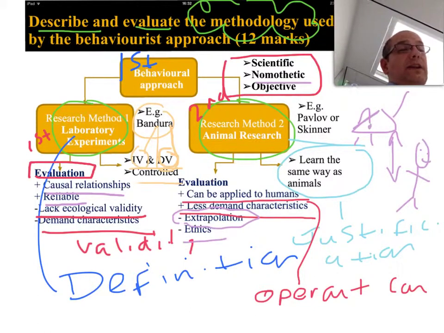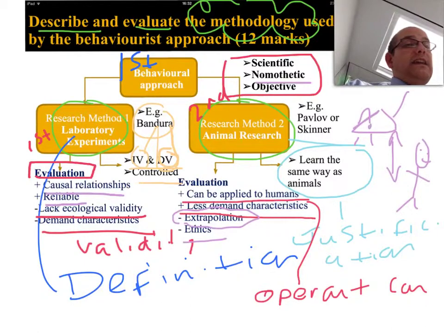The last one is ethics, and this idea that the ethical issues are: are we harming animals? Do animals really wish to take part in this research? Is it ethical to carry out research on animals?